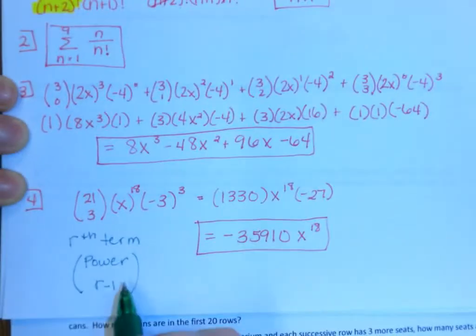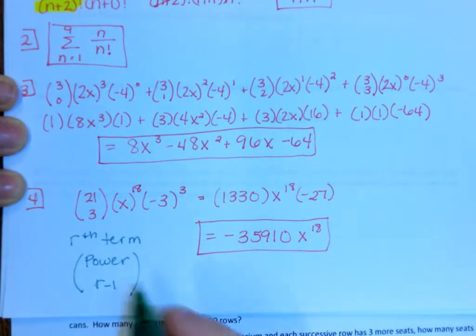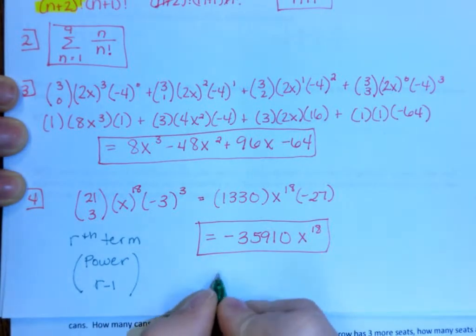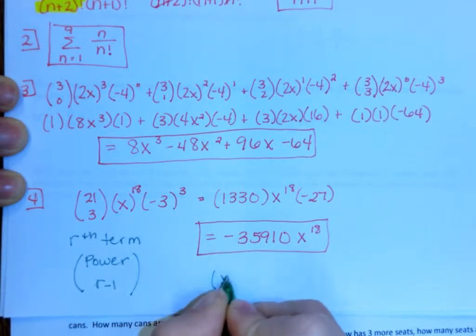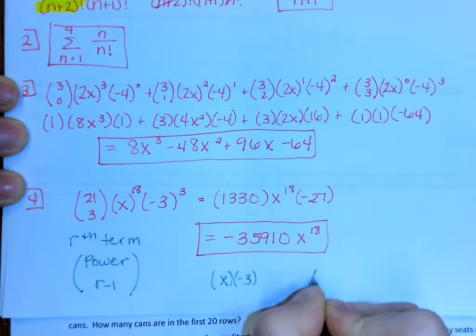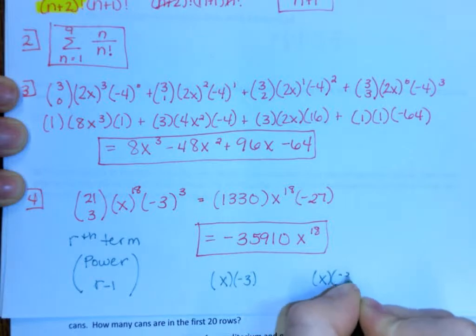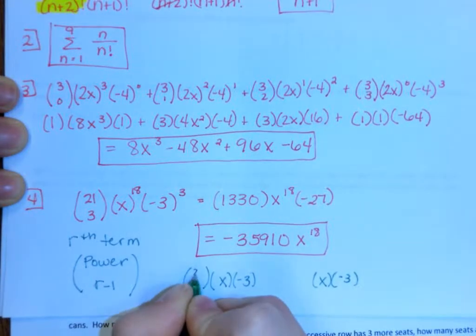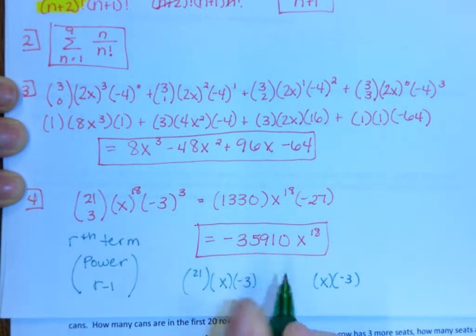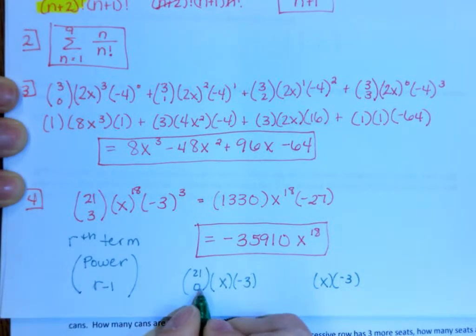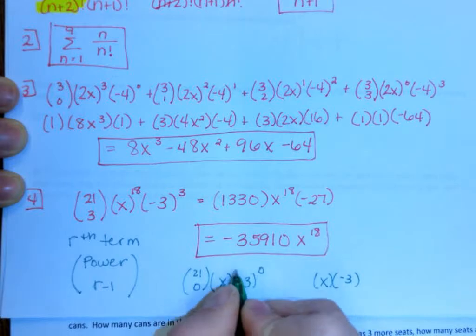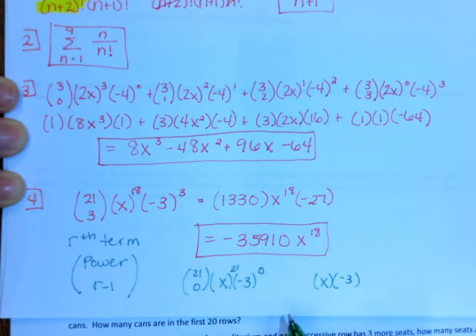Okay, and the reason that we do that is because the first term is always, because you know how we're going to have, like, let's say x and negative 3, you're going to have x and negative 3, and in front of each of these is going to be 21 choose something. We start at 0. Because what that's going to do is say I'm going to have none of these and all of those.